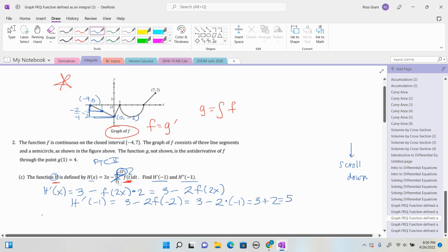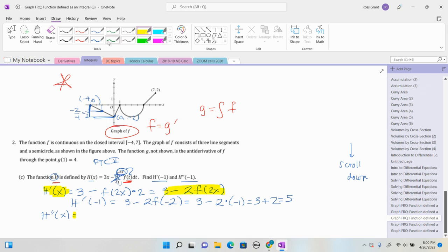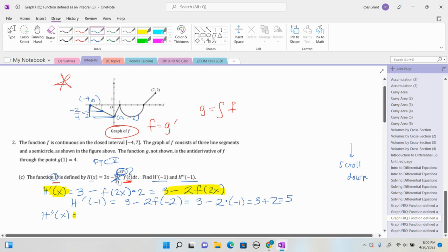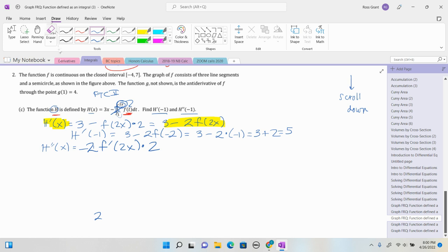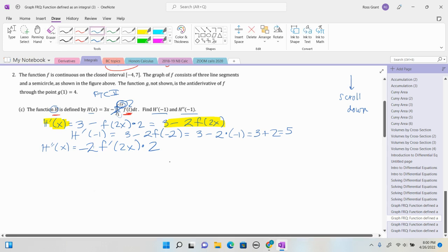Okay, next one. I need h double prime of -1. So let's do h double prime of x. So that means I need the derivative of h prime, which was this. Okay, the derivative of 3 is 0. Minus... that's just annoying, I don't know what's happening. Whatever. Okay, so I have 0 minus 2, and then I have to do the derivative of f, so that'd be f prime of 2x, chain rule, times 2. Okay, let's simplify that a little bit. We're almost there. So I have -4 f prime of 2x.